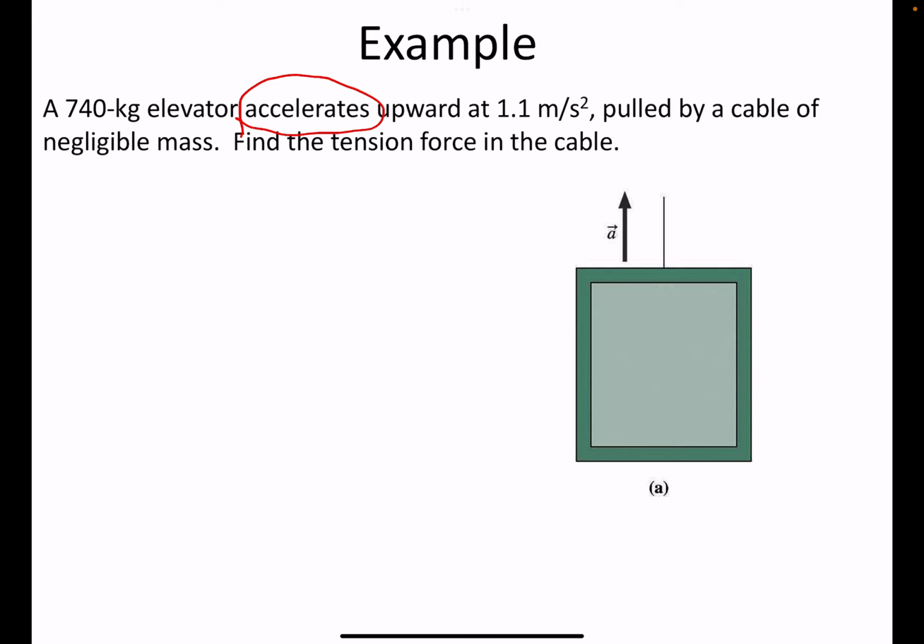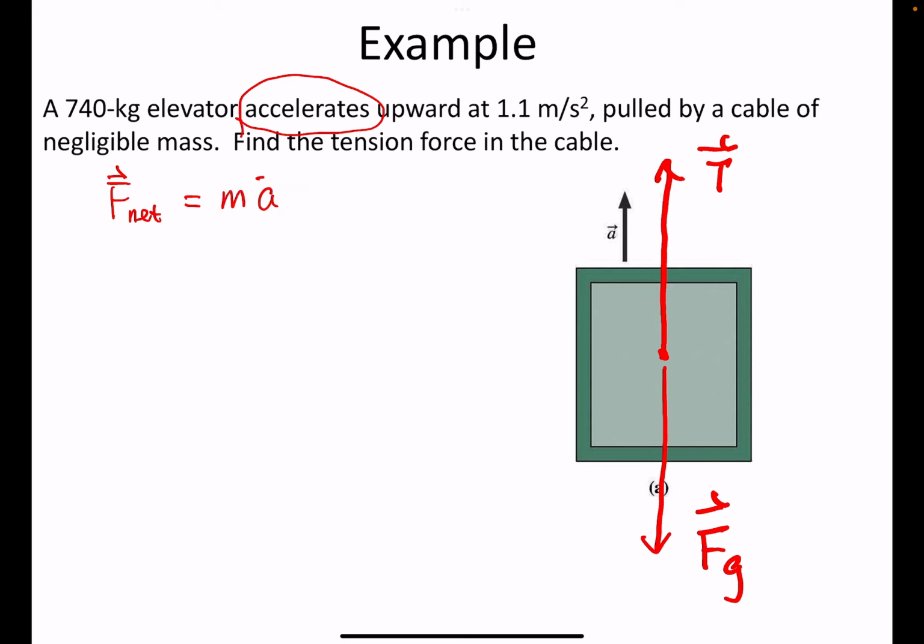So the next thing we need to do is draw the free body diagram of the elevator. There are two forces, one from the cable, and one is the weight of the elevator. So we have net force on the elevator equals mass of the elevator times acceleration of the elevator. Net force is the sum of tension and weight, equals mass times acceleration.